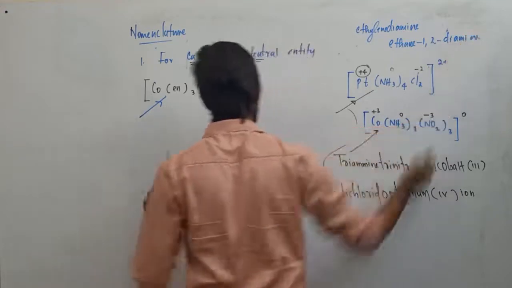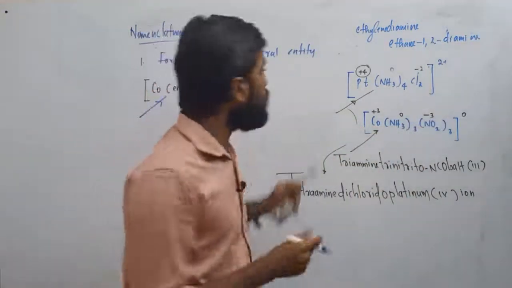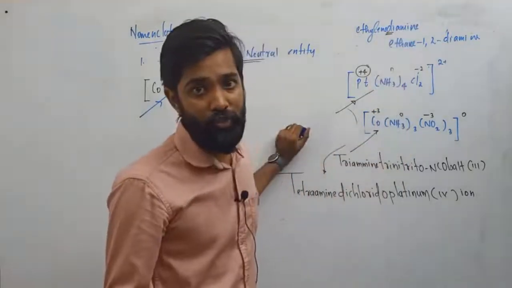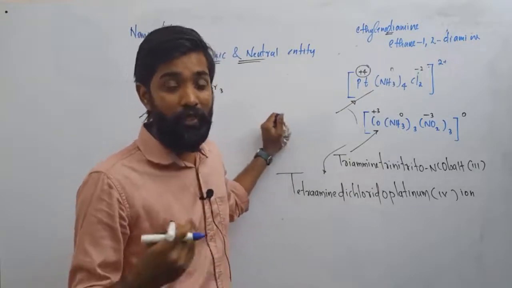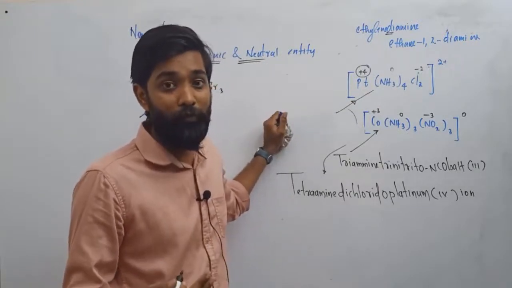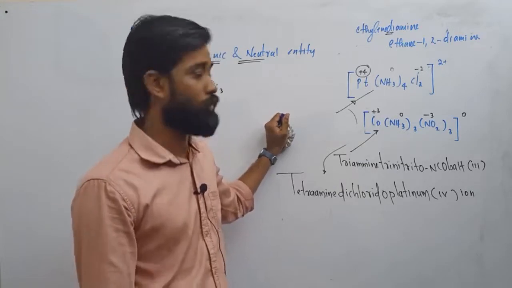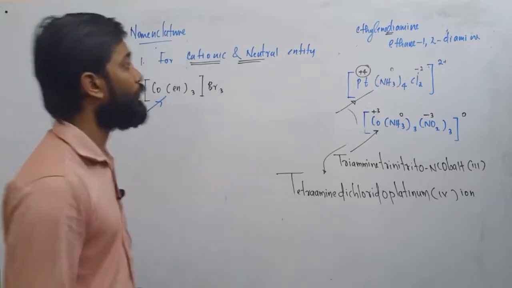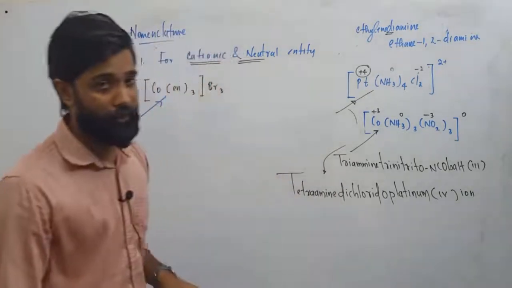It is abbreviated as EN. So EN means ethylene diamine. Listen here. In this molecule, the ligand name itself has a multiplying prefix, di, right? Agreed? Yes. So if the name of a ligand itself has a multiplying prefix di, try like that.